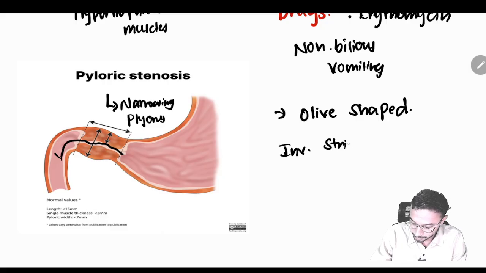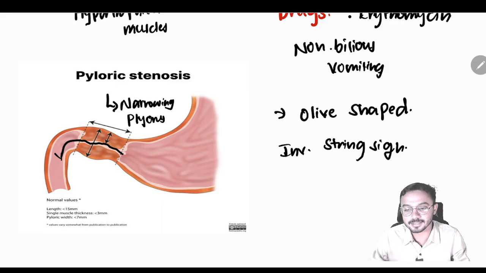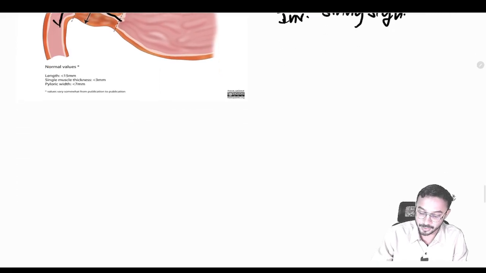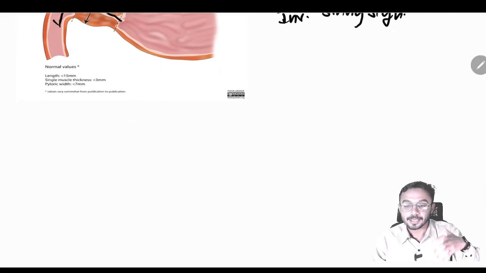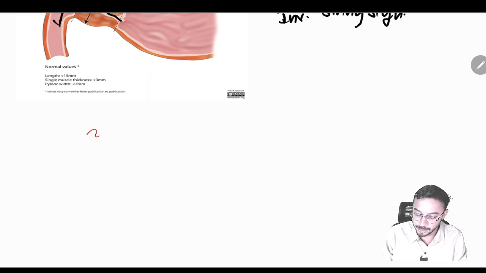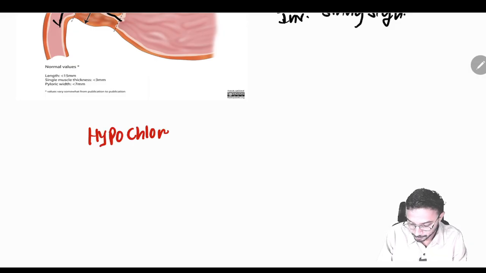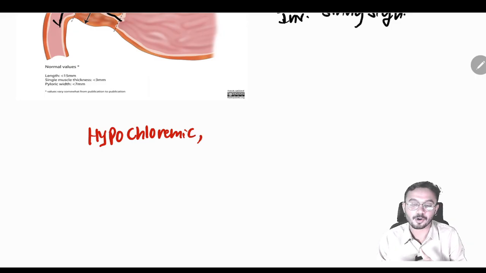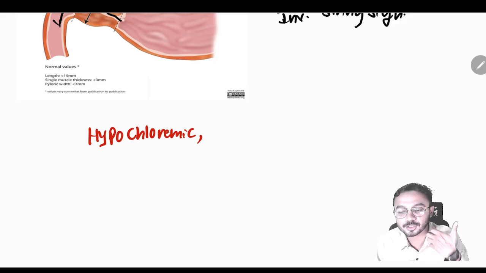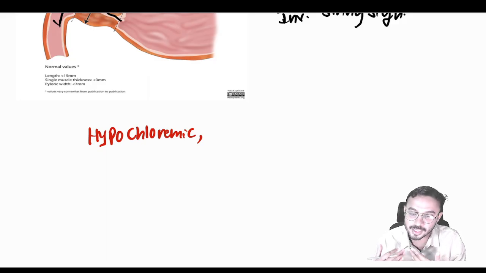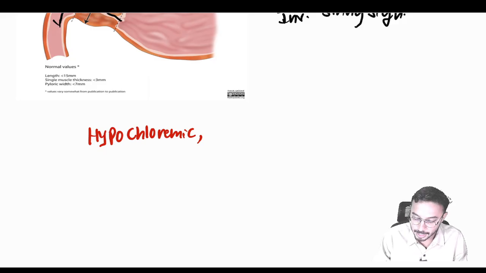String sign. On investigation, the string sign is seen in congenital hypertrophic pyloric stenosis, and this is very important. The baby started vomiting, so chlorine is lost. So that is hypochloremic. And like vomiting, mucus is also excreted, and whenever mucus is excreted, you will find hypokalemia.